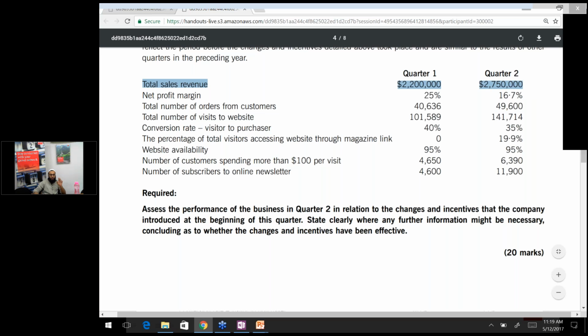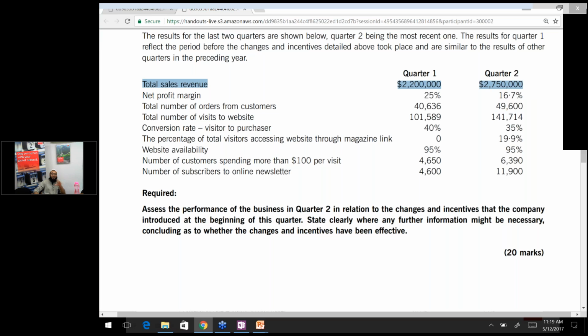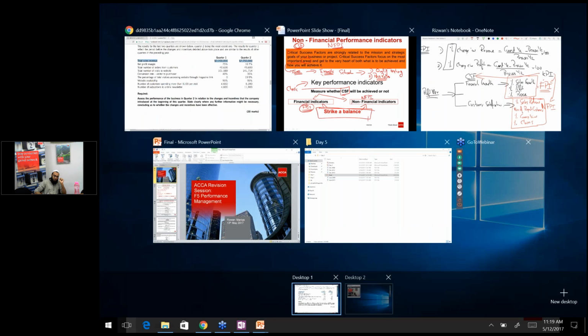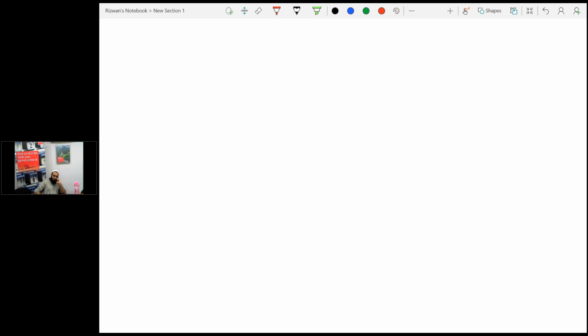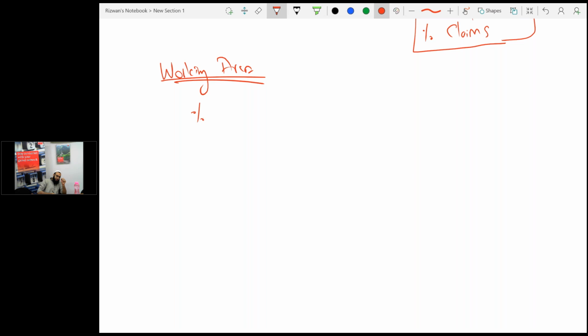From total sales revenue, I can work out percentage increase in revenue. So let's do a few calculations here and calculate the percentage increase in revenue. Working area. I'll explain how to draft it at the end. Percentage increase in sales.